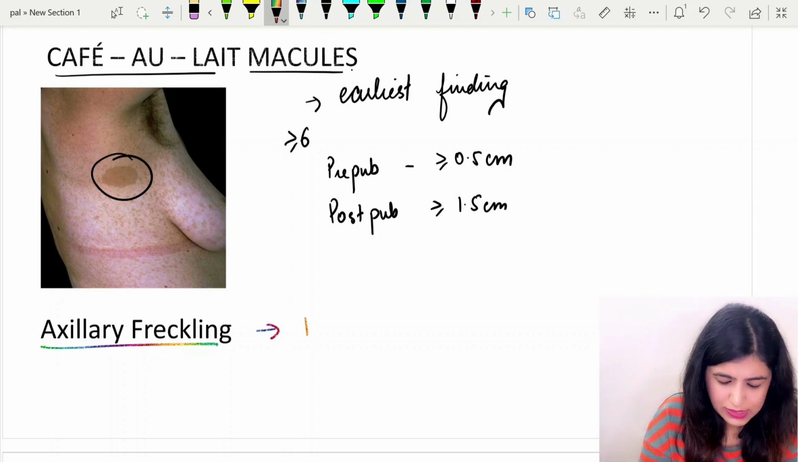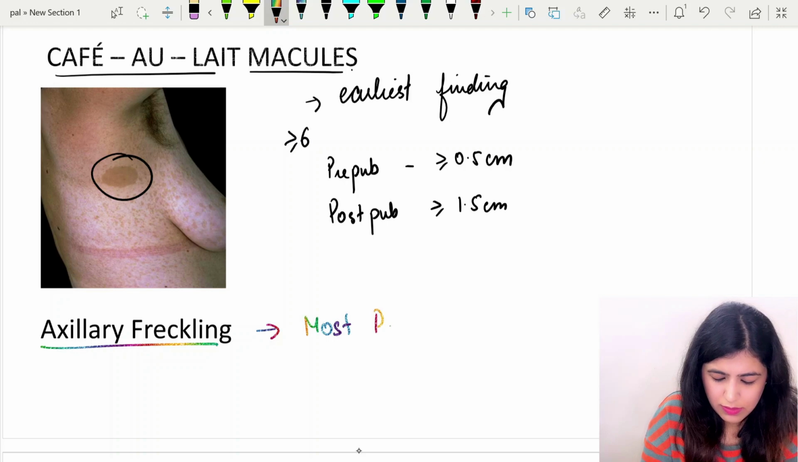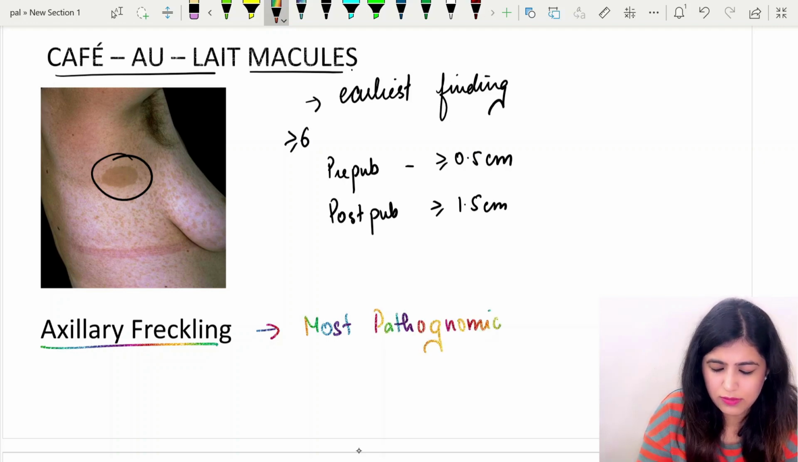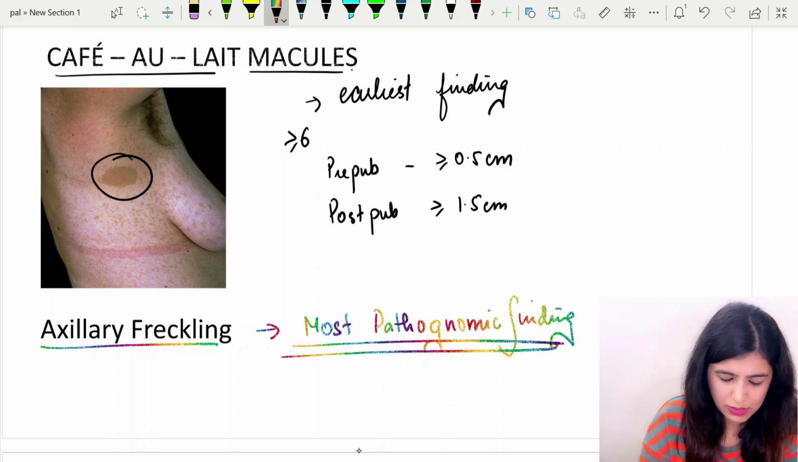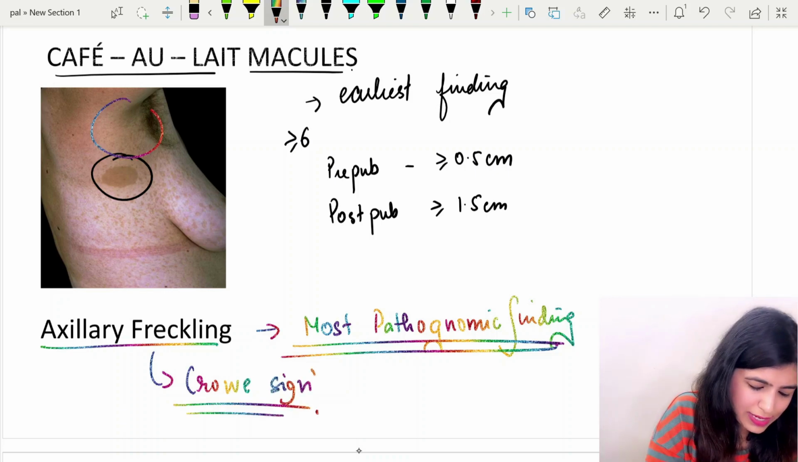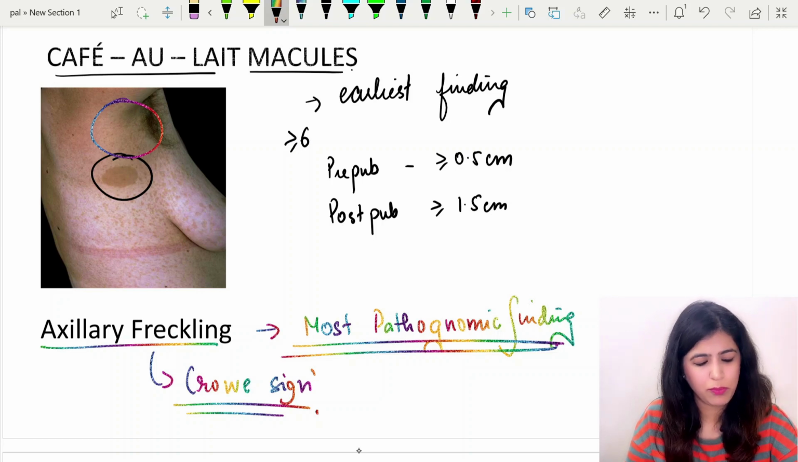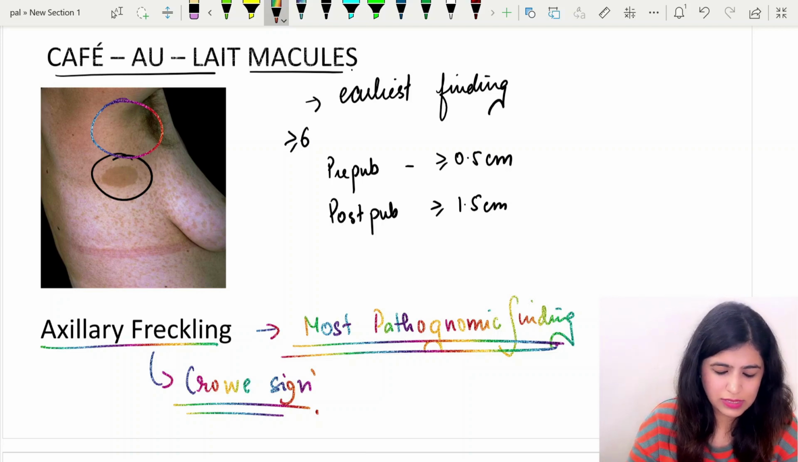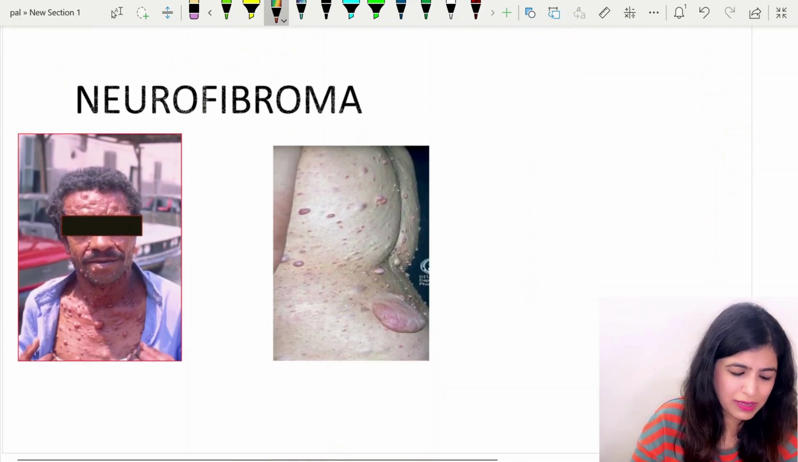Axillary freckling is the most pathognomonic finding. The presence of axillary freckling is also called the Crowe sign. You see that in the image here, multiple pinpoint macules in the axillary and the inguinal area. These are the most pathognomonic findings.